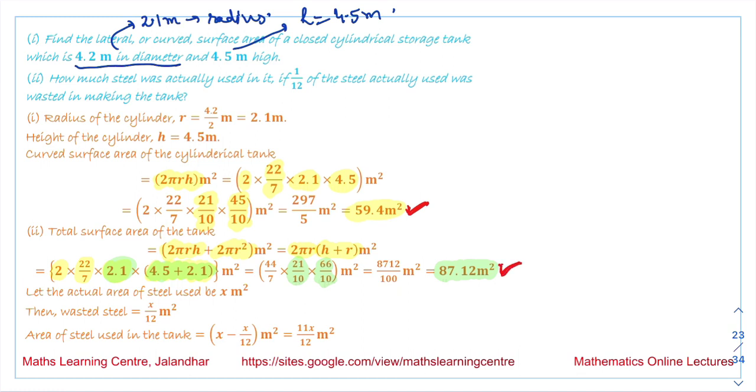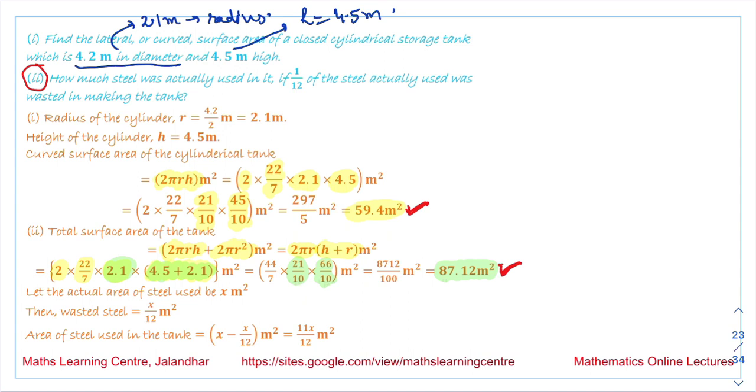So this is the curved surface area or lateral surface area, and this is the total surface area. Now in the second part, we have to calculate how much steel was actually used, if 1/12 of the steel actually used was wasted in making the tank.